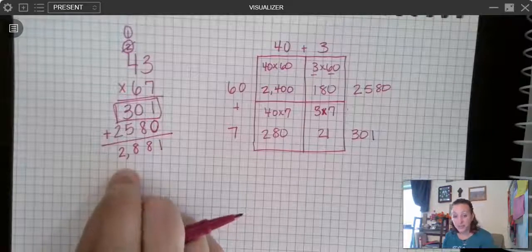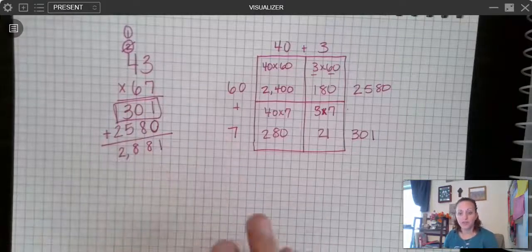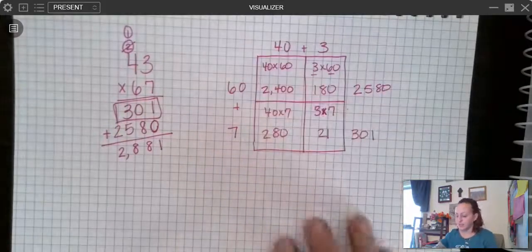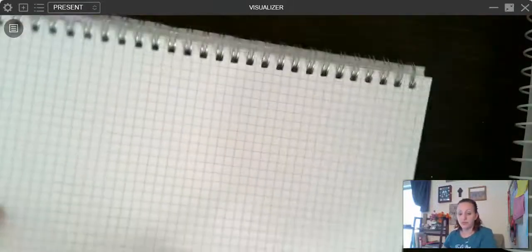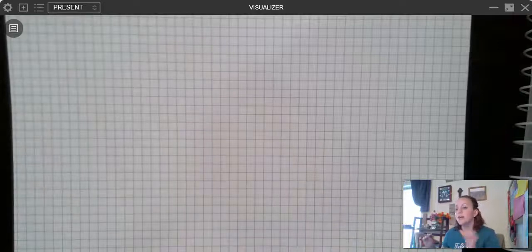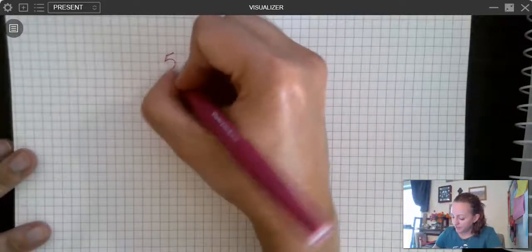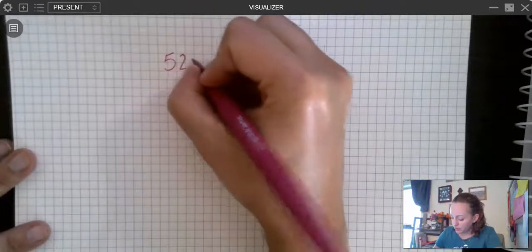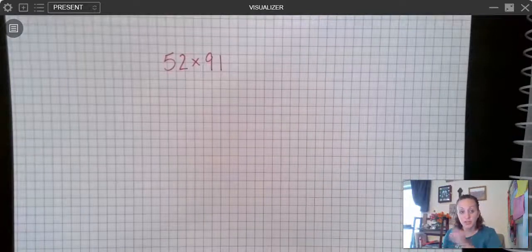All right, you're actually doing the same exact thing. This way, you're just having to keep track of a whole lot more rules as opposed to this way. Let me show you one more example of that. All right, I'm going to go through the standard algorithm again one more time. I'm also going to go through the area model again with the same problem so you can see what we're doing. All right, let's say I have 52 times 91. 52 times 91.